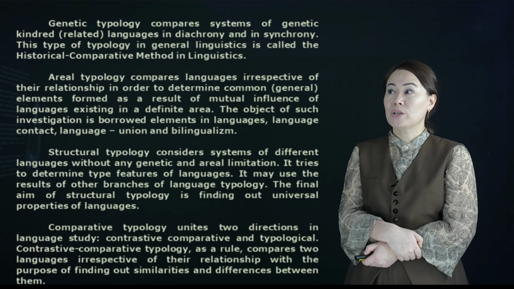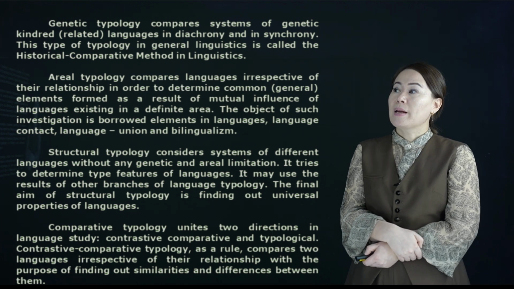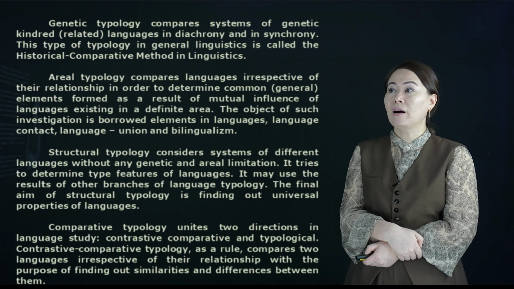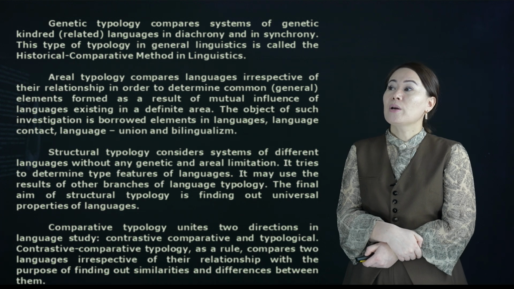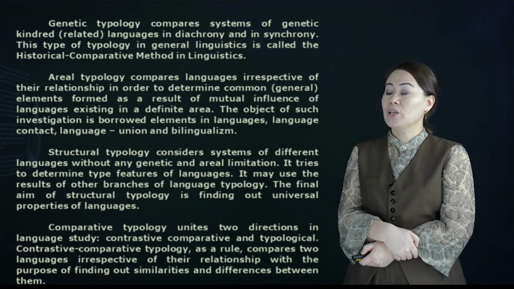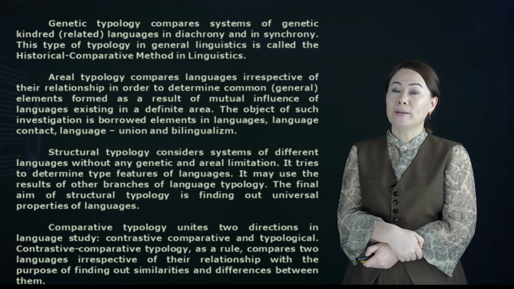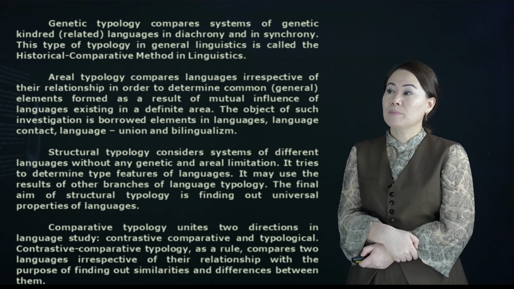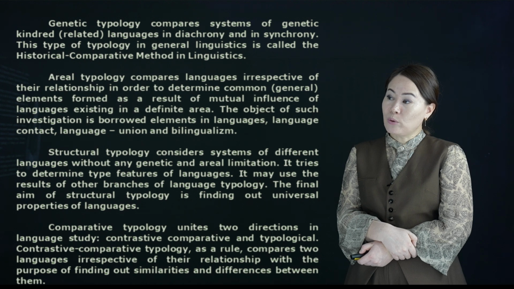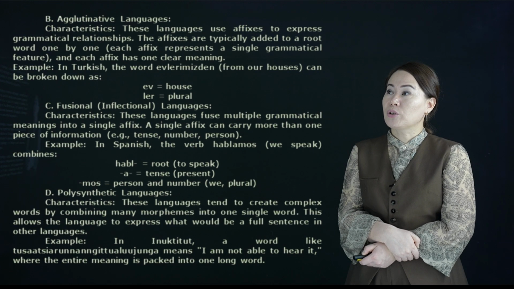This type of typology in general linguistics is called the historical comparative method in linguistics. Areal typology compares languages irrespective of their relationship in order to determine common elements formed as a result of mutual influence of languages existing in a definite area. The subject of such investigation is borrowed elements in languages, language contact, language union and bilingualism. Structural typology considers systems of different languages without any genetic and areal limitation. And comparative typology unites two directions in language study: contrastive, comparative and typological.